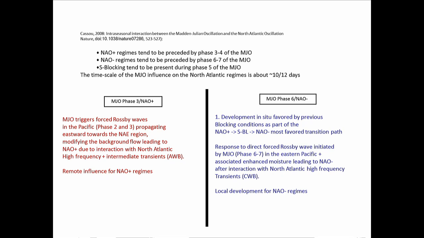So it's kind of a response to direct forced Rossby wave, as I have mentioned before, with this Rossby wave excitation term. So the response to direct forcing Rossby wave initiated by MJO in phase 6 and 7 in the Eastern Pacific, associated enhanced moisture leading to this interaction with the North Atlantic high frequency transients, and ending by having what we call cyclonic wave breaking. So it's argued in the paper? Yes. You added something. It's argued in the paper.